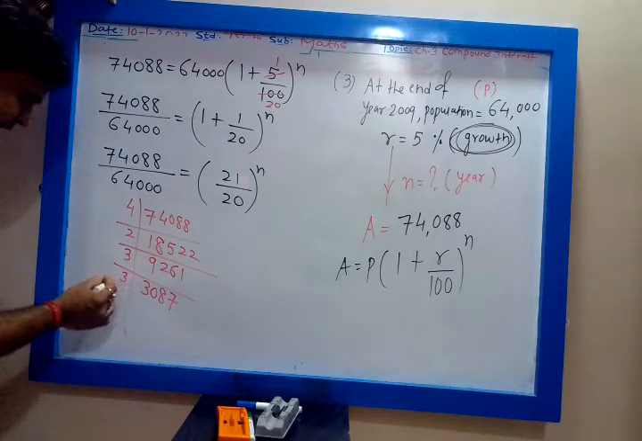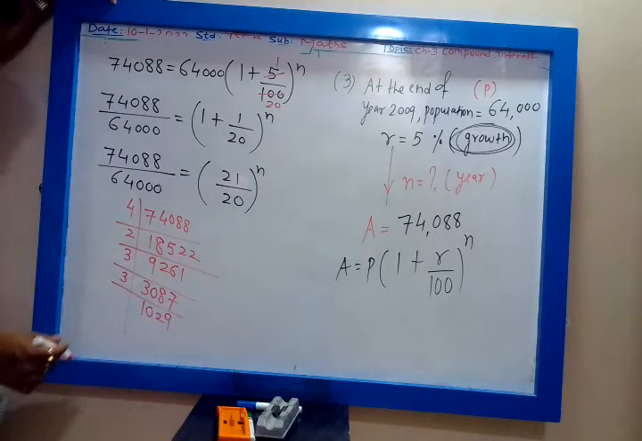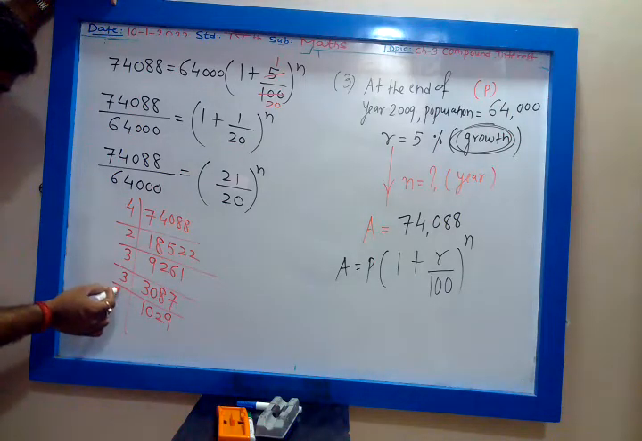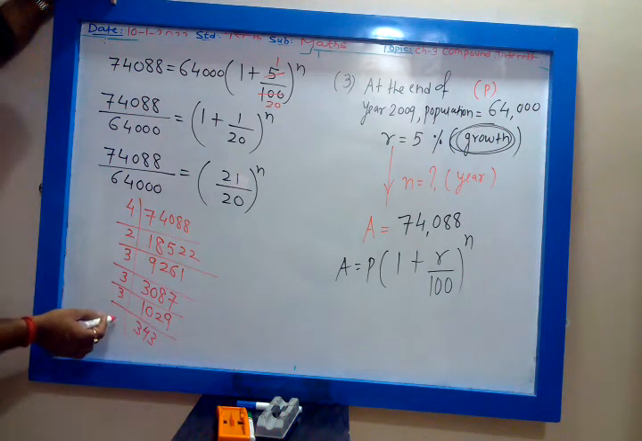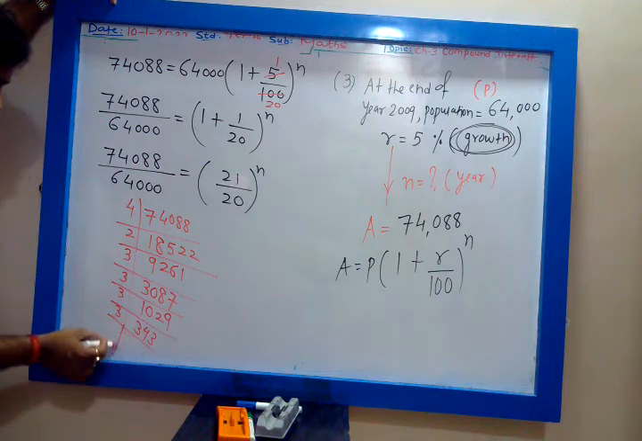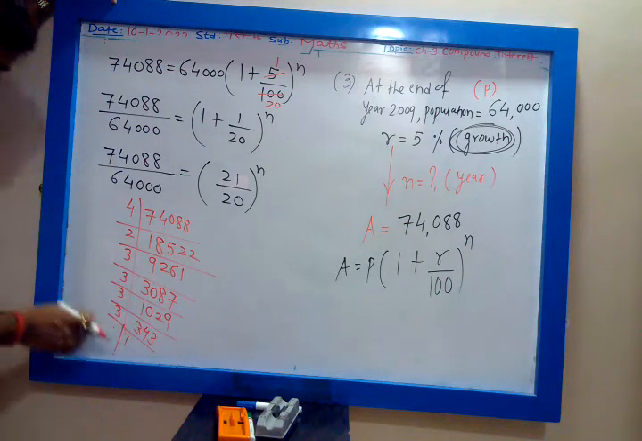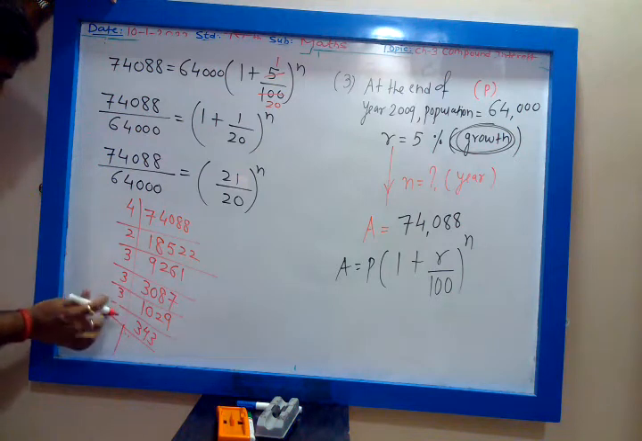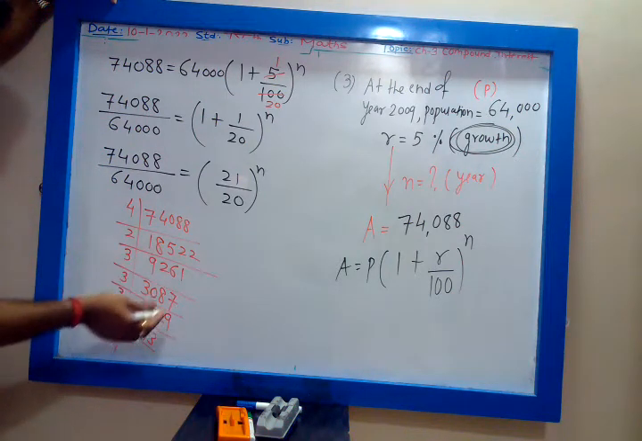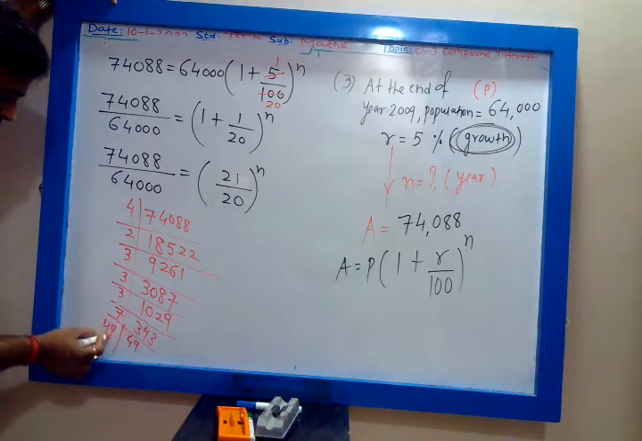Again by 3. 3 1s are 3. 3 2s are 6. 3 9s are. Then, again by 3. Chalo. 3 3s are 9. 3 4s are 12. 3 43. Then by 3. 3 1s are 3. 343, you cannot divide by 3, because sum of the digit you cannot divide by 3. So 7. 7, 4 ja 28, then 6, 63, 7, 9 ja 49, chalo, 49, 7.